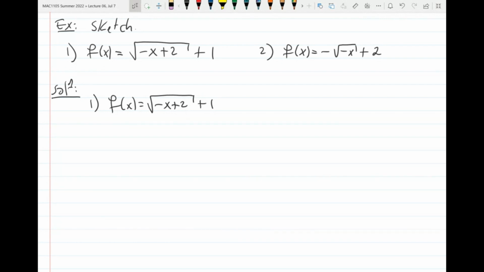It's not the same thing. Don't do this because it's not the same thing. Okay? X is not the same thing as negative x. You need to have x plus 2. We don't have x plus 2. We have negative x plus 2. Do you understand what I'm saying?